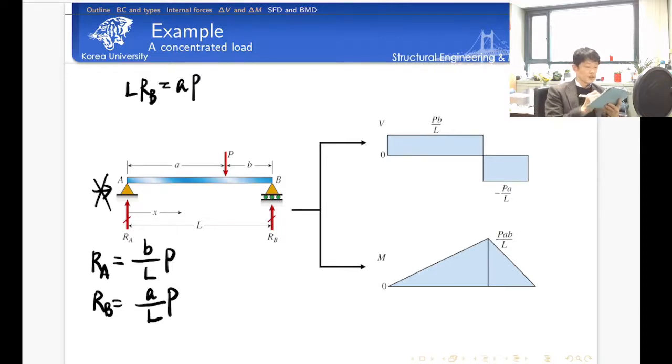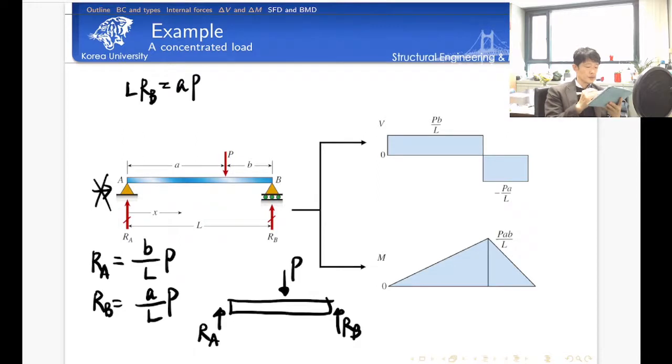Now let's focus on our structure. This is our structure. On the left hand side, we have an upward force RA, and then we have RB here, and then I have loading. What is the sign convention of shear force? If we have an upward shear force on the left hand side of a segment, we call it positive shear force. And if the shear force on the right hand side goes downward, this is positive one.